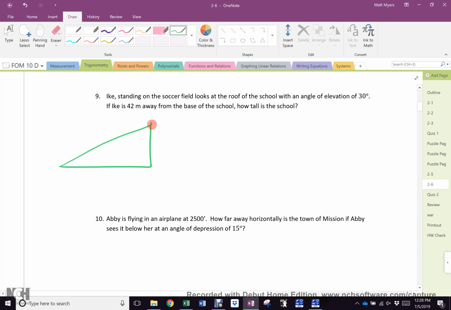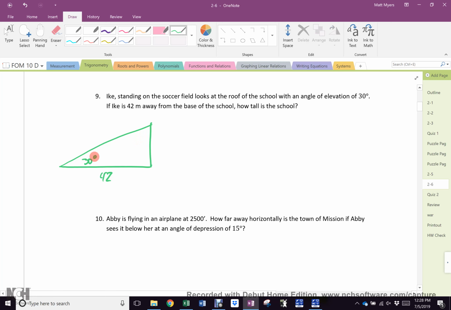How far away is Ike from the school? 42. Where does the 42 go? There or there? 42. The angle of elevation is 30. Where is the angle of elevation? Is it X or is it Y? It is X. So that is 30.